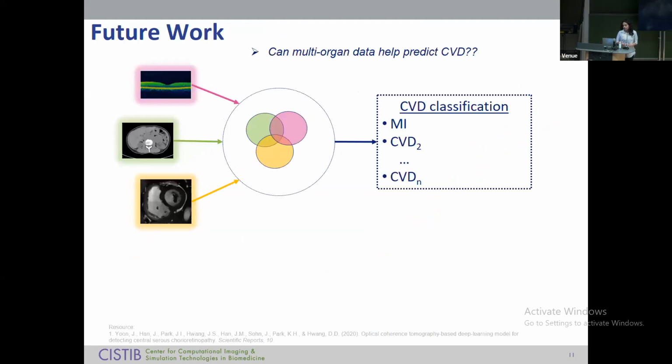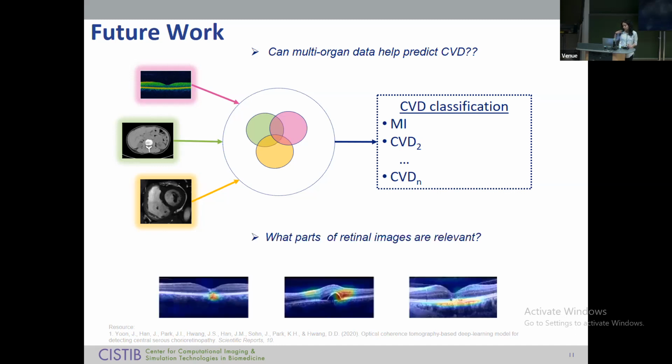According to these results and this study, we would like to address some questions in the future. The first one is, can multi-organ data help predict cardiovascular diseases? And the second one is, what are the features in the OCT images that are relevant for predicting cardiovascular diseases?